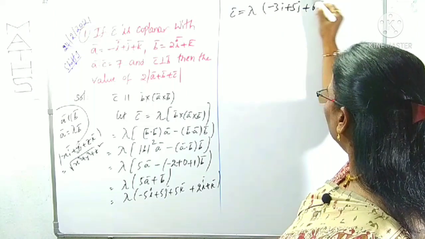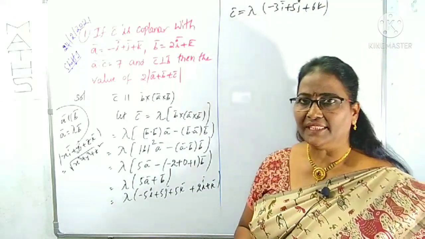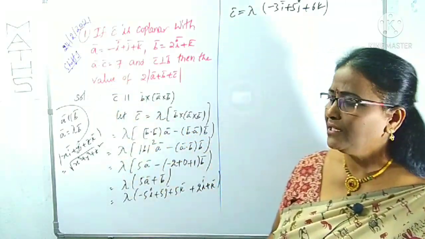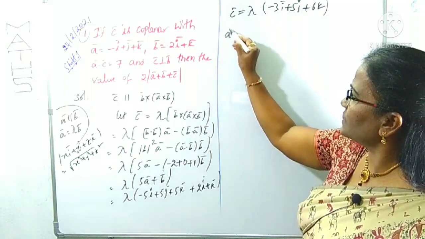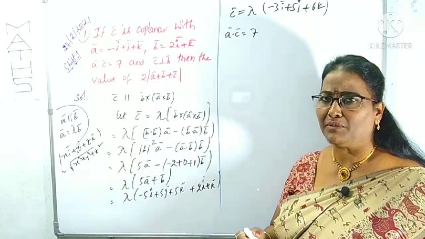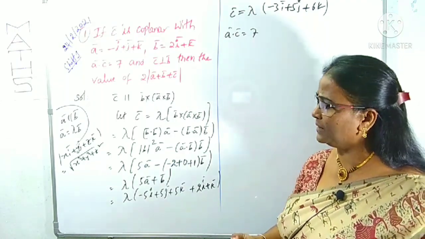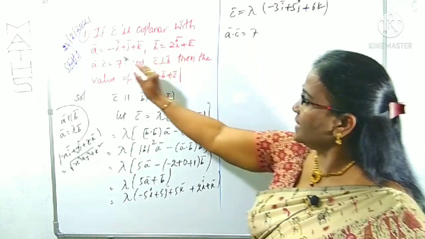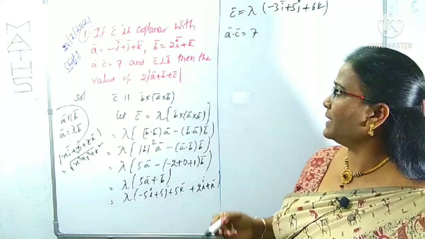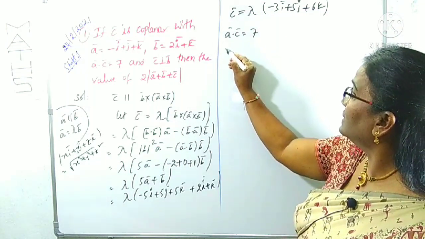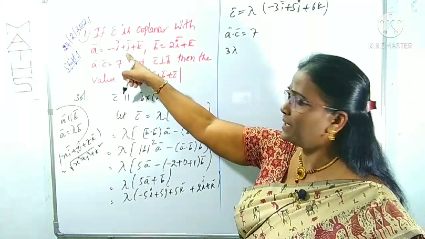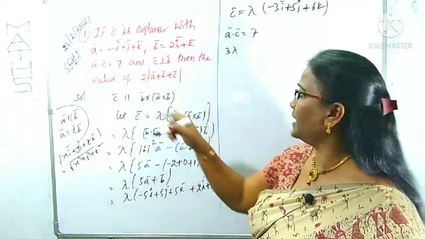This is c bar, c vector. Now what is the relation between a and c? A dot c is given as 7. We can use that now. A dot c is equal to 7. By using that, you know a dot c is a1 b1 plus a2 b2 plus a3 b3, means the dot product of these two. That is minus 1 into minus 3 lambda. Minus 1 into minus 3 lambda is what? 3 lambda. Next 5 lambda here, plus 5 lambda into 1 is 5 lambda.